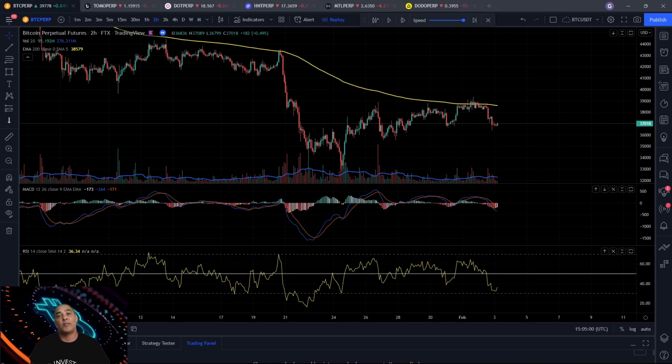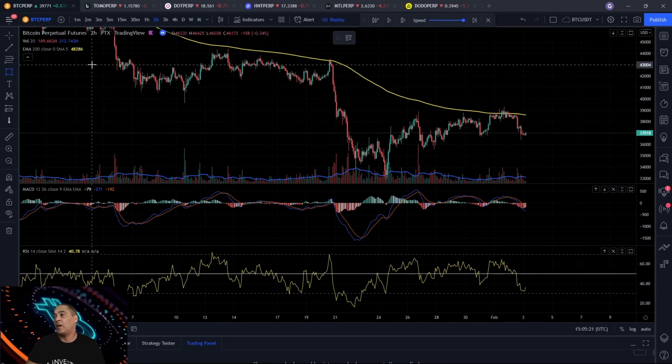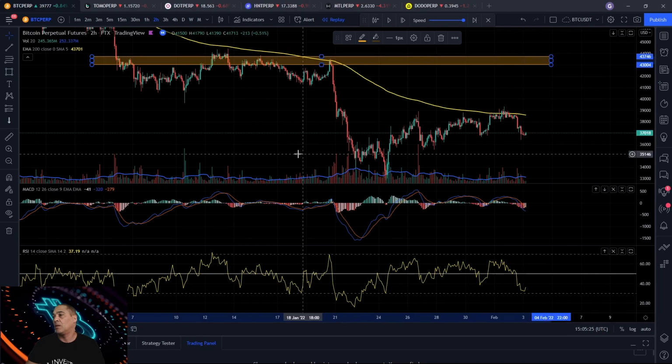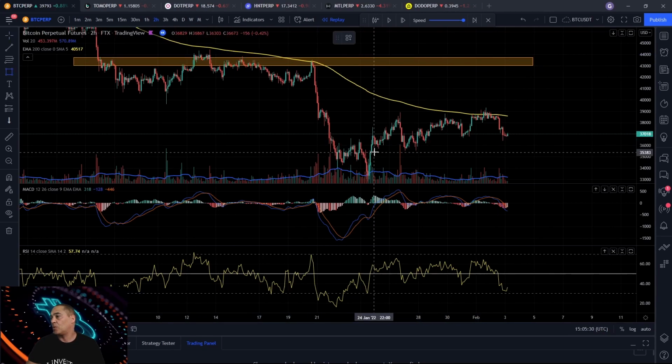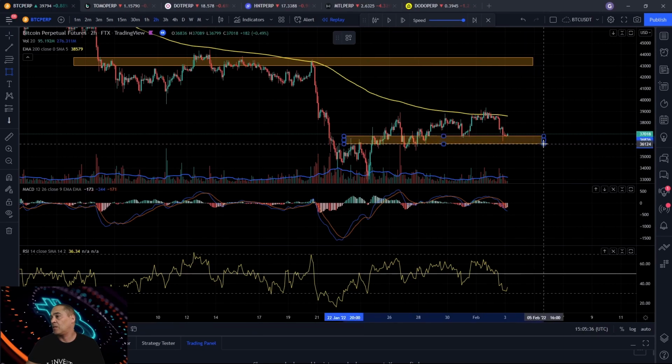So another way I like to use the MACD to confirm if the bullish or bearish crossovers are valid, we use support and resistance to establish that as well. So in this example, if we look on the BTC chart, looking to the left, you can see that this area acted as resistance. And if we look at support, we can see that this area acted as support.